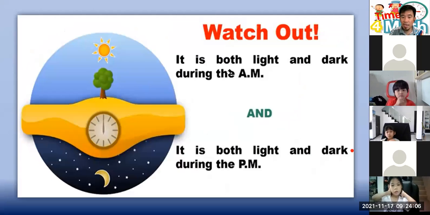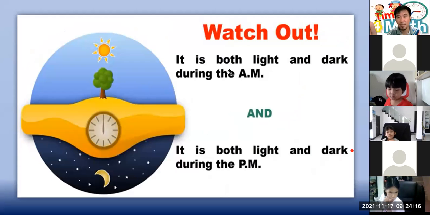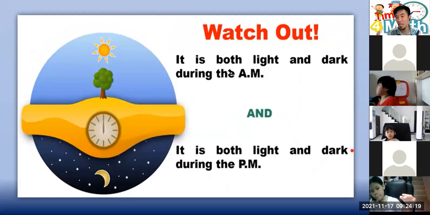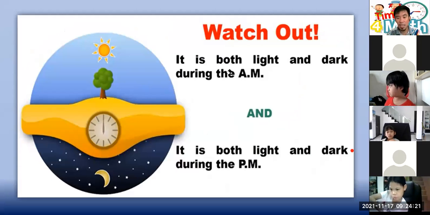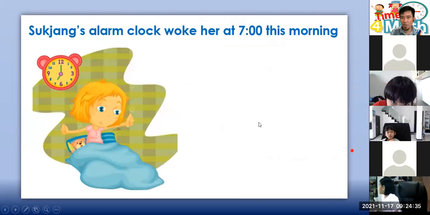Why? Because it is both light and dark during the AM. Before noon, we have darkness and there is light. The same thing in PM. It is both light and dark during PM. In AM, there is dark. In PM, there is also darkness. Both have dark and light, AM and PM. Now let us understand more deeply.